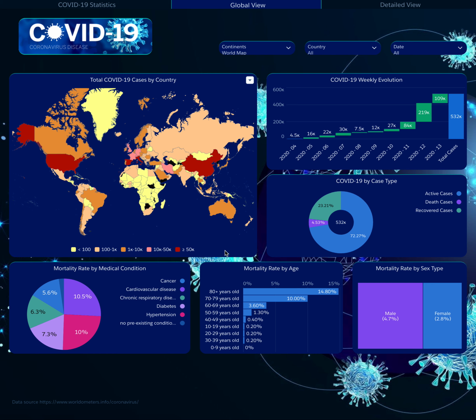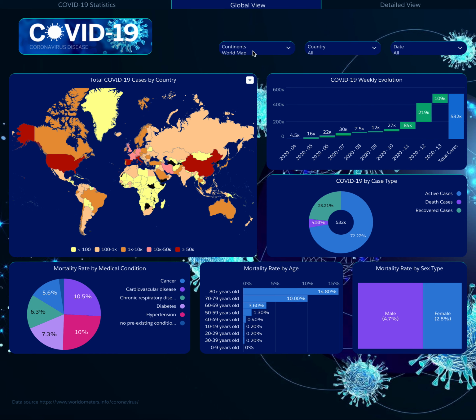Let's start with the world map. I have created a couple of buckets so we can easily identify the countries that are most affected and the countries that are least affected. So it's easy to see that countries like China, Italy, Spain, and United States have more than 50,000 cases from January until end of day yesterday. And most countries in Africa and a couple of other countries in other continents have very few cases.